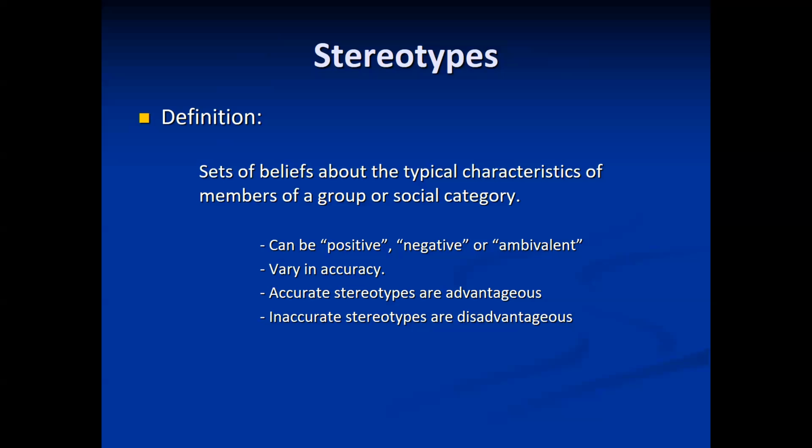Accurate stereotypes are advantageous. They enable us to make correct judgments about people quickly without having to get to know them, and they enable us to behave in an appropriate manner towards these people. Inaccurate stereotypes are disadvantageous. They lead us to make faulty assumptions about people, and they place unfair expectations on the stereotyped group.